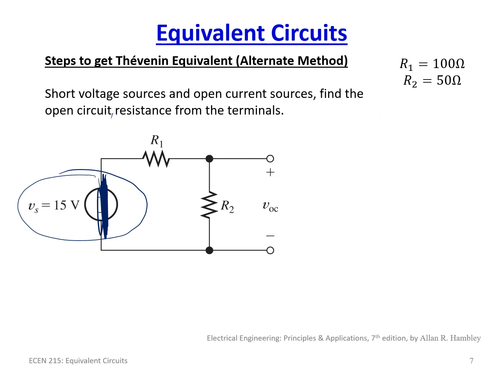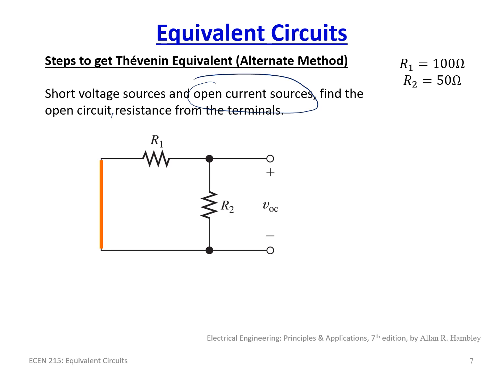So what does that actually look like? We replace the power supply with a short. Now, if it was a current supply, you would replace it with an open. That's the key thing. So you open current sources, and then we find the open circuit resistance. So what we're doing is we're staring into these terminals, and we're looking for the resistance, as if you had an ohm meter and you're staring into it.